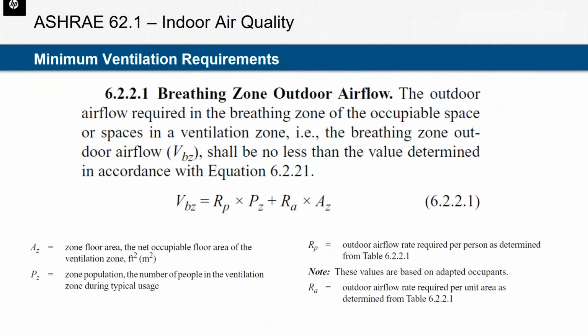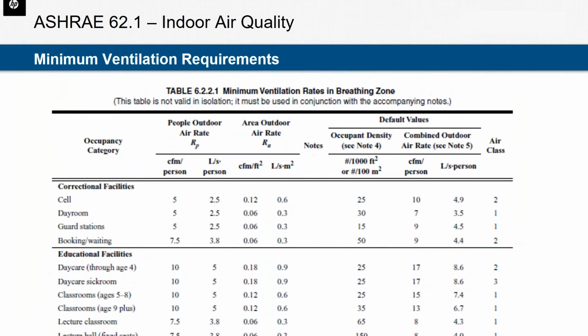62.1 gives us an equation for our minimum ventilation requirement for an indoor space. Denoted by this equation here, it's going to be a function of the amount of people we expect to be indoors and the size of the space, as well as the type of the space. So given this equation, we have our VBC, that's our volume of air to enter the breathing zone, equals a function of our number of people times the type of space plus the amount of area times the type of space. And those RP and RA values are given in table form.